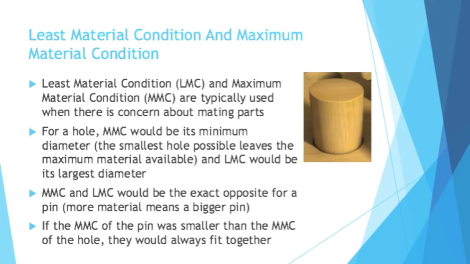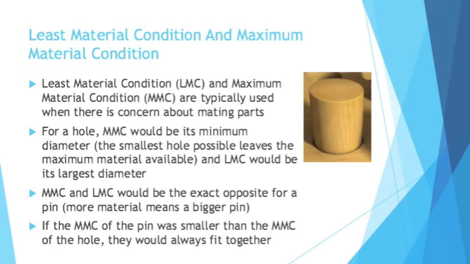So think about an object with a small hole in it. There's more material in that than if you made the hole bigger. And that can be tricky sometimes because you think big hole, lots of material. But no, because it's a hole. It's the absence of material. So least material condition would be the biggest hole possible. The bigger you make the hole, the more material you're removing. For anything else, such as pegs or pins, it's the exact opposite. So maximum material condition means a bigger pin. Least material condition means a smaller pin.